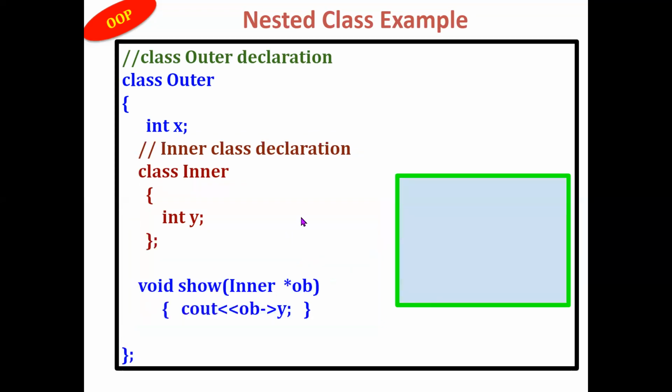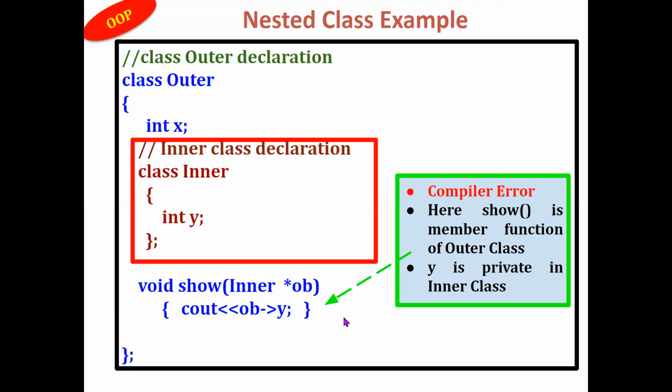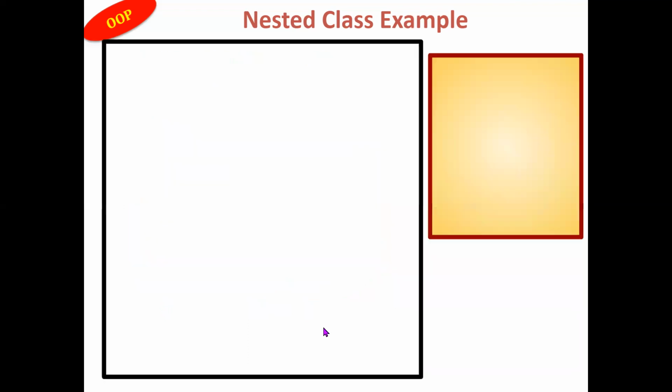Now consider that class outer is there, you have an X variable, you have a Y variable, and there is a show function in the outer class. And if the outer class accesses the inner class object with ob dot Y, it will give you an error. Why this error? Is it the case that outer class members cannot access the inner class members? It is not so. Here it cannot access because Y is a private member in the inner class.